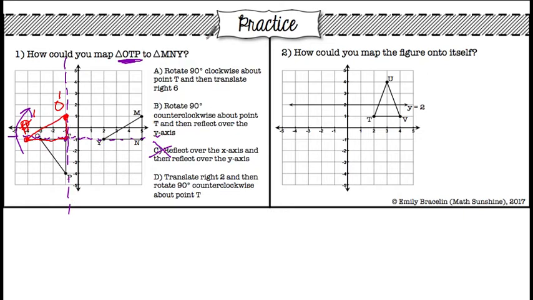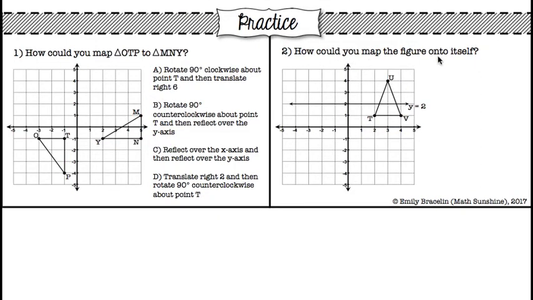Let's see if this works out. So we did the 90 degrees clockwise. That seems to be correct. What about right 6? 1, 2, 3, 4, 5, 6. O and M are supposed to match up, so we know that A is the correct answer.